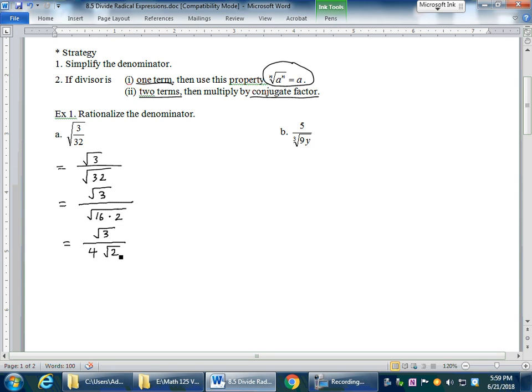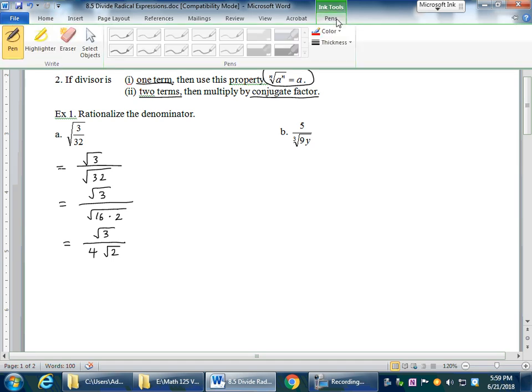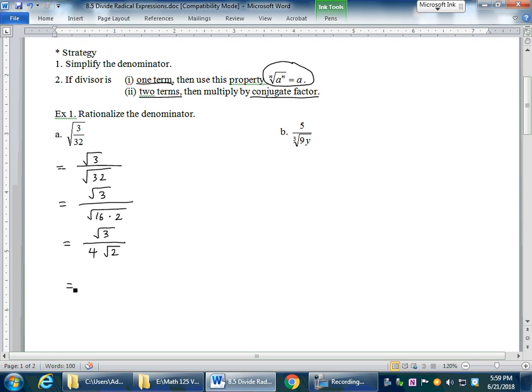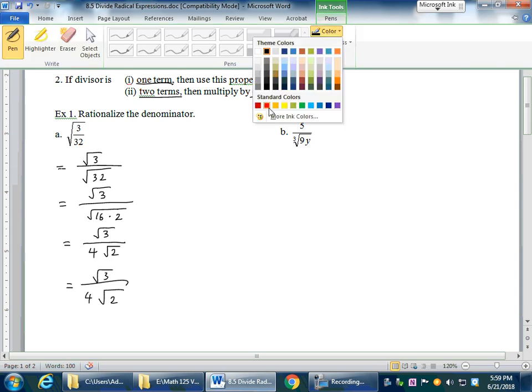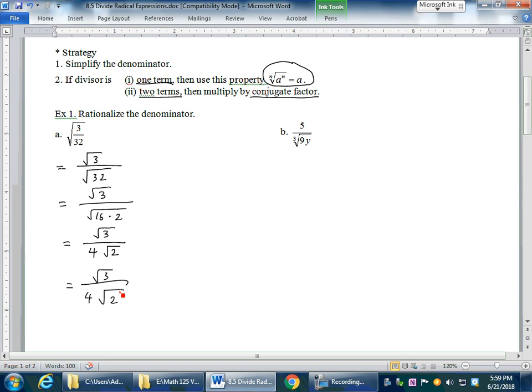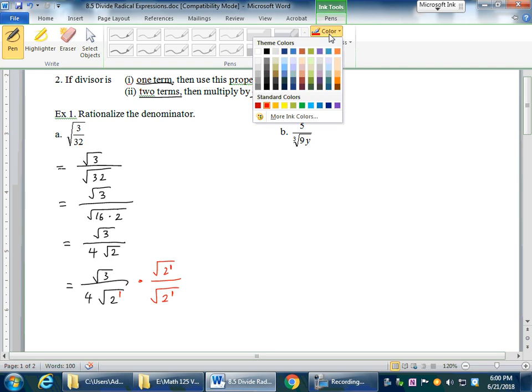Now I need to get rid of the radical symbol. For the square root, the index is 2, so all I have to do is multiply by another square root of 2. So, square root of 3 over 4 times square root of 2. This is how I'm determining it. Square root 2 has exponent 1, right? The index is 2, so I need to make sure this exponent becomes 2. So I need to multiply by another square root of 2 to the 1 power.